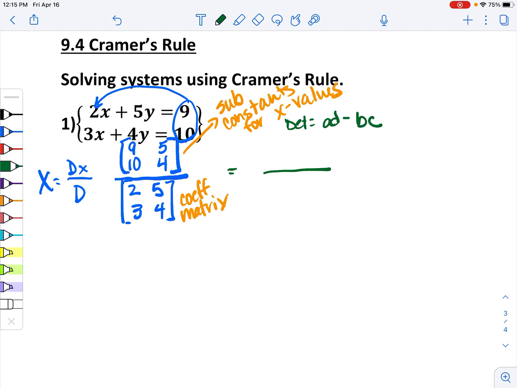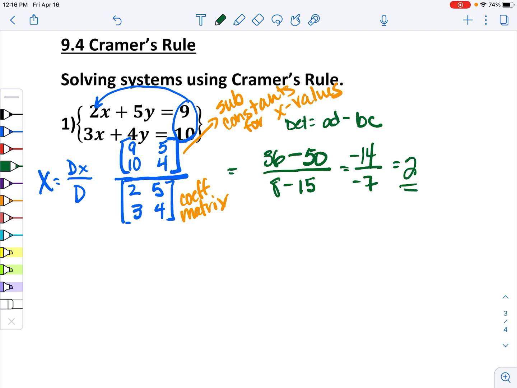So for this first one, AD is 9 times 4, so that's 36, minus my BC, which is 10 times 5, which is 50. And 36 minus 50 is a negative 14. And then I do the same thing on the bottom. My AD is 8 minus my BC, which is 15. And 8 minus 15 is negative 7. Negative 14 divided by negative 7 is 2. So that's my x value, 2.